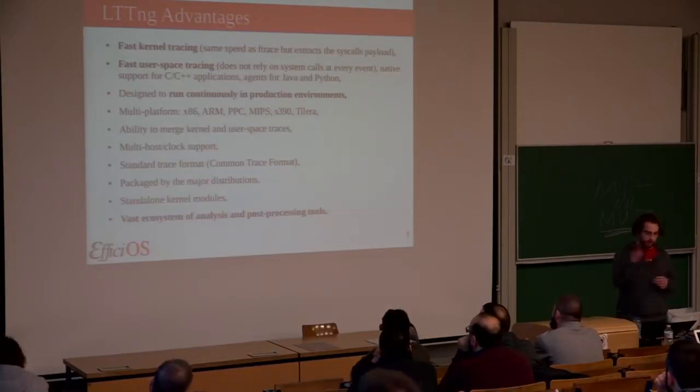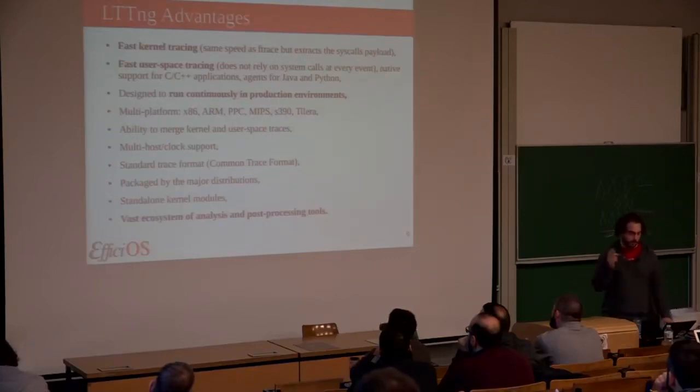Ftrace also just outputs the value of the parameters, but if you have pointers in there, it doesn't dereference them. So LTTng does that. It's also a fast user space tracer. It doesn't rely on system calls for each trace point.